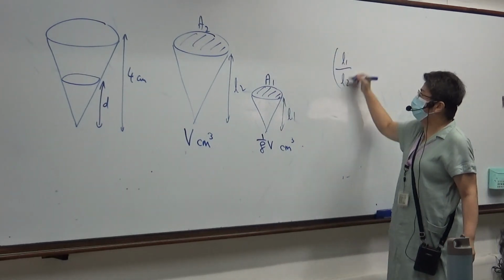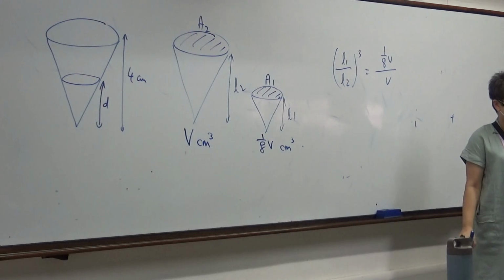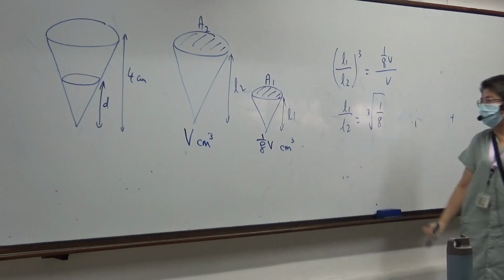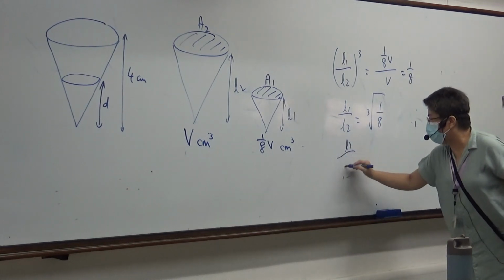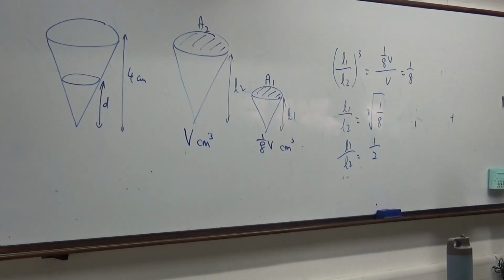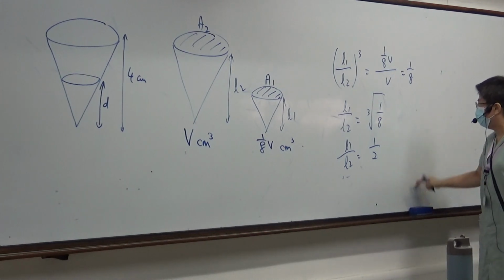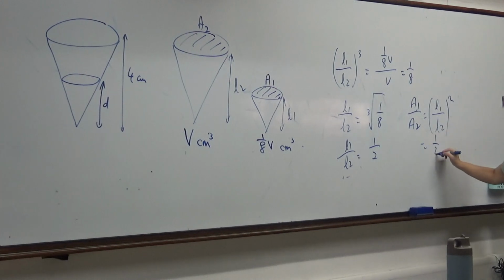L1 over L2 cube must be 1 over 8, right? So what's L1 over L2? It will be cube root of 1 over 8, right? Can you see it? Because this is 1 over 8. So L1 over L2 is 1 over 2, right? So, can you tell me what is A1 over A2? It must be L1 over L2 square root. So it's half squared. Now, can you see I can still get it?